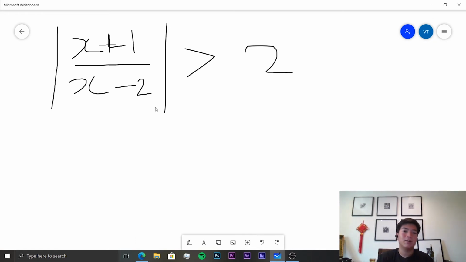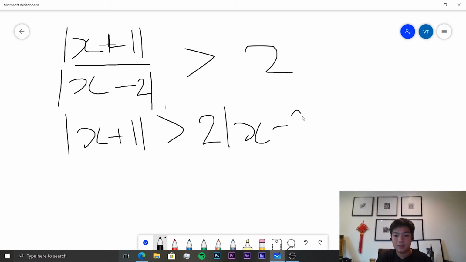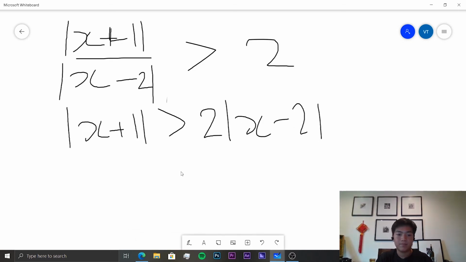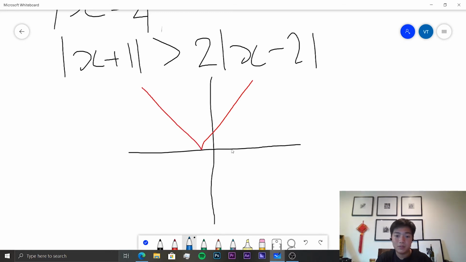So we know that the absolute value of x plus 1 over x minus 2 is equal to the absolute value of, we just take their absolute values individually, and therefore we know the absolute value of x plus 1 is greater than 2 times the absolute value of x minus 2. So, well, if we graph this, the absolute value of x plus 1 would look something like this. And the absolute value of 2 times x minus 2 would look something like this.